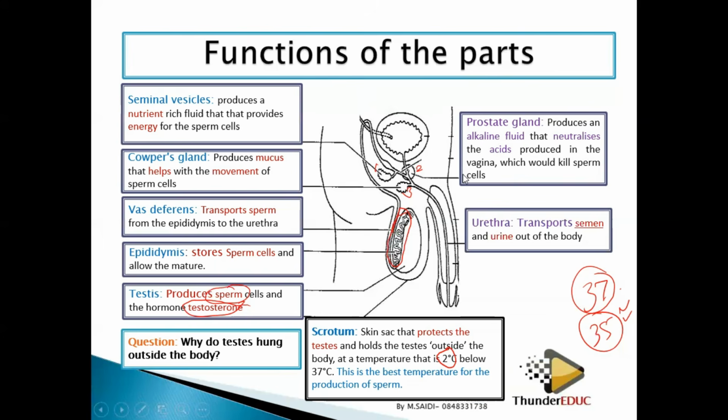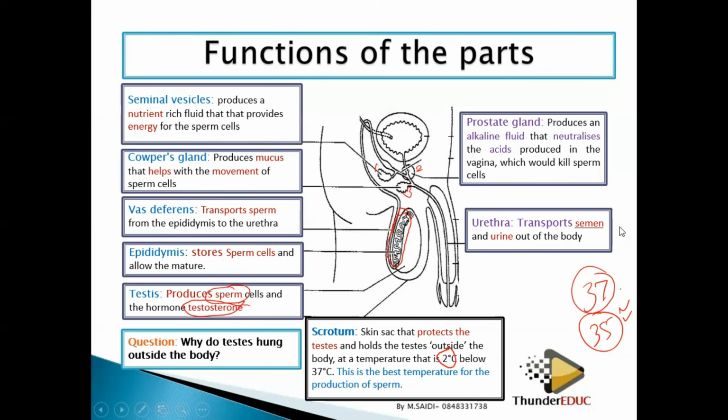When you talk about the urethra, it's as if you're talking about the penis. Why? Because the urethra is the inside part of the penis, the tube which passes through the penis, where urine and semen pass through when they are coming out of the body. So the urethra transports semen.